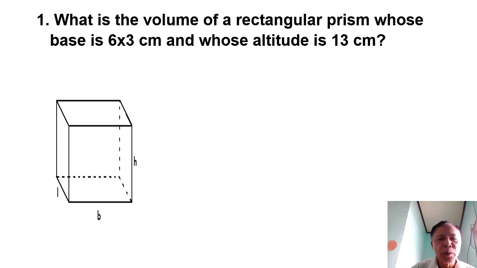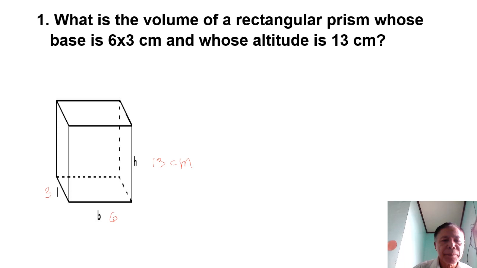What is the volume of a rectangular prism whose base is 6 by 3 centimeters and whose altitude is 13 centimeters? So this altitude is equal to 13 centimeters, while the base is 6 by 3. So 6 by 3 and 13.